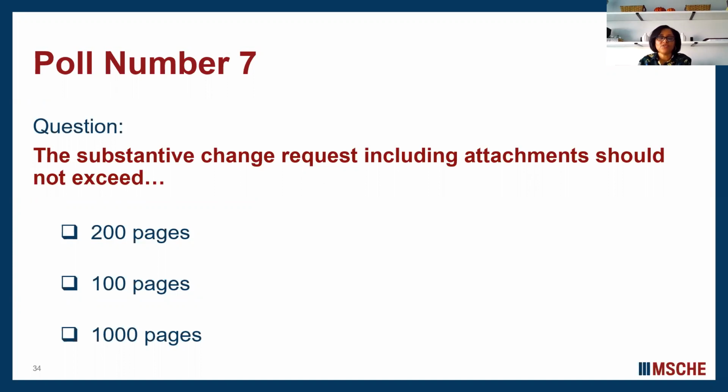So the correct answer is 100 pages. And that's something new that we added this year to the instructions, because we found that a lot of institutions had just been submitting information and wanted the reviewers to sift through a bunch of information that was irrelevant. And so you should be able to provide enough information and evidence within 100 pages.